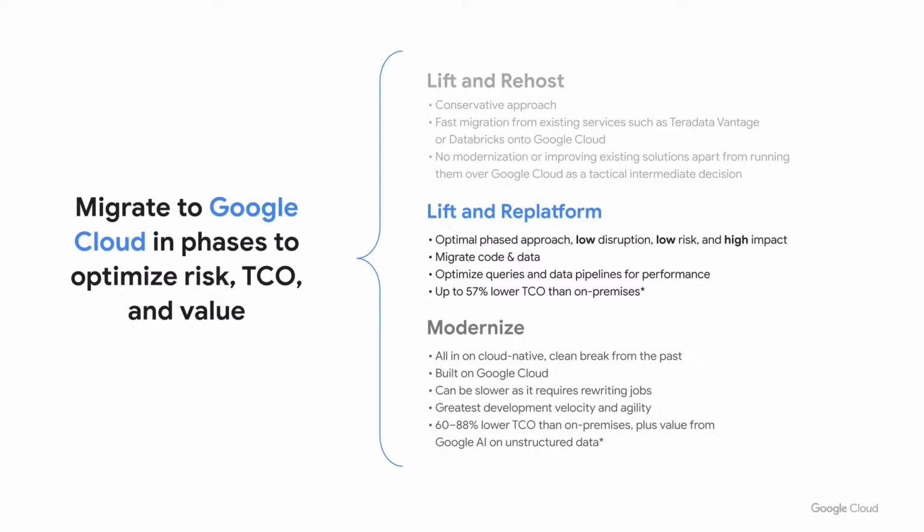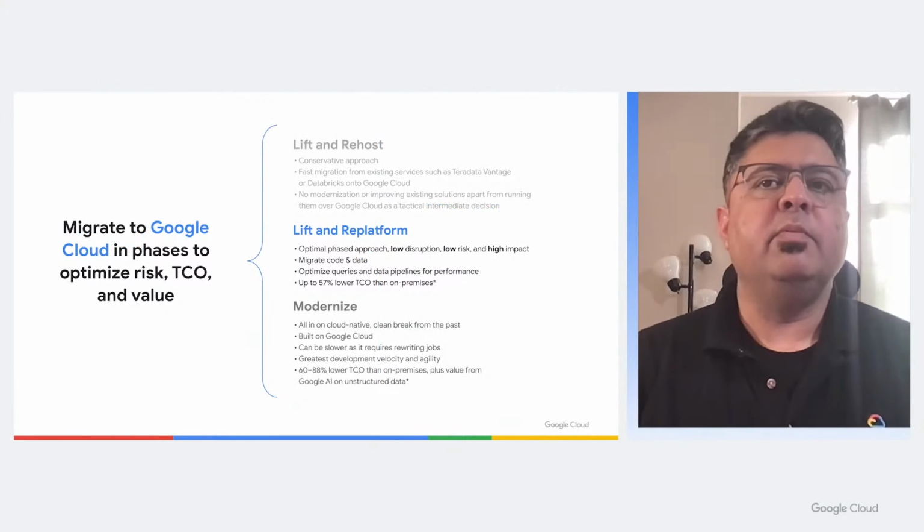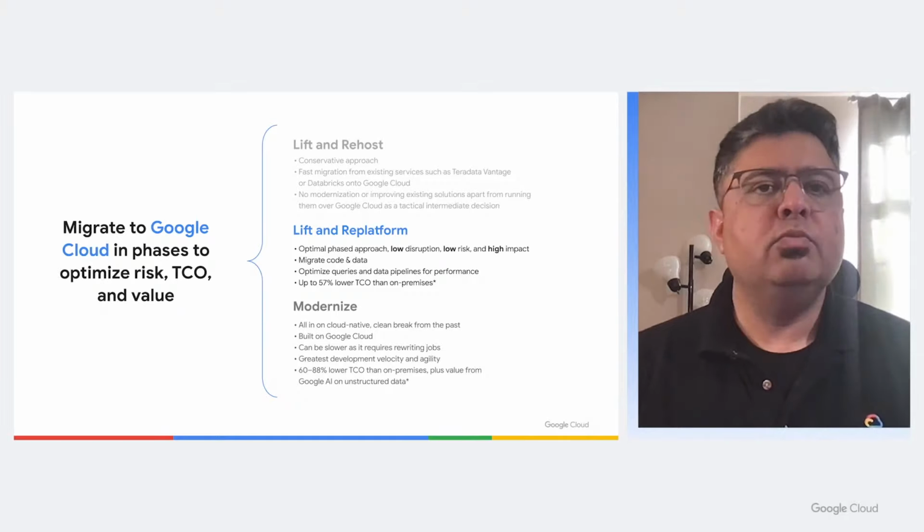So essentially, what you do is you perform an assessment of what your data warehouse looks like. You have your SQL code and other code objects translated to BigQuery, and then you move data over. This is the lift and replatform approach. And then, of course, once you've moved, that's when you optimize.